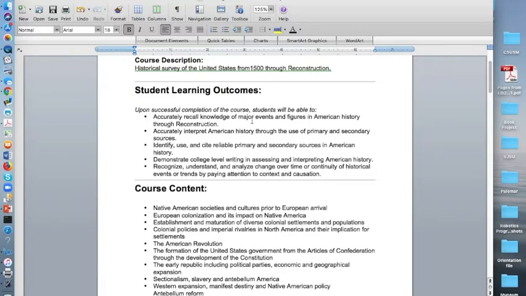Recognize, understand, and analyze change over time or continuity of historical events or trends by paying attention to context and causation. What I mean by this is I want you to be able to connect the past to the present. I want you to be able to recognize changes and trends and whether things stay the same or they don't.